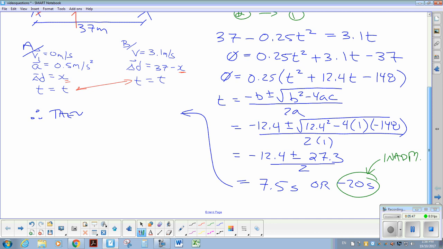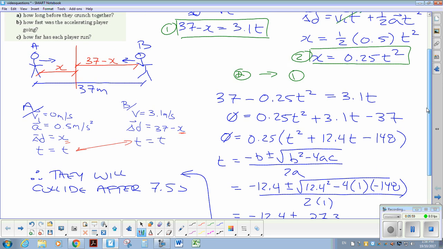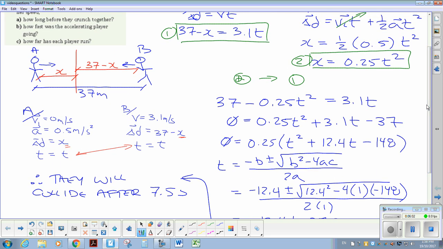Therefore, they will collide after 7.5 seconds. Now, what was the question asking? I don't even remember anymore. A, how long? So we did get A, so I just answered number A, or letter A, English people.